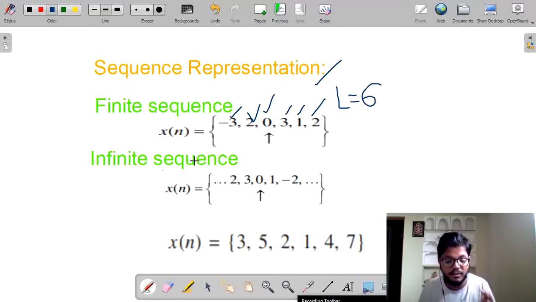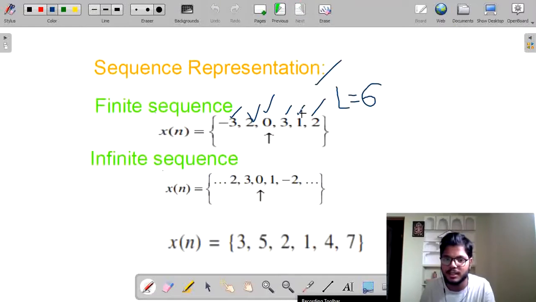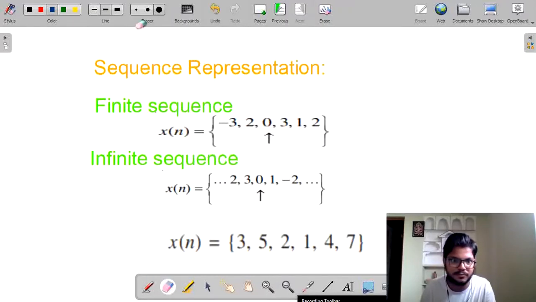A finite sequence is represented without mentioning its time instances. Earlier we represented them separately, at -2, -1 and so on, but don't represent it like this. Simply put a curly brace and put your amplitude values in it. A very important thing I need to tell you is that the arrow mark plays a crucial role. If an arrow mark is defined, it indicates the origin, the point where n equal to 0.